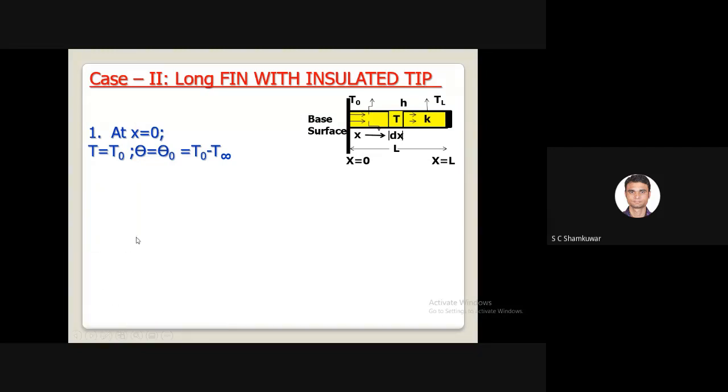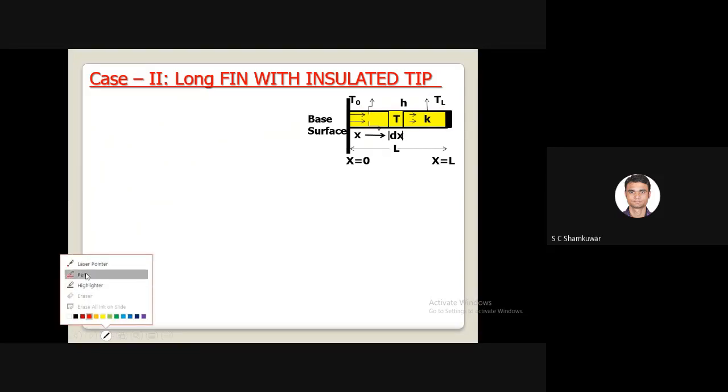Okay, now the pen is active. Very good. So now we will take the second case, long fin. Now it is not an infinitely long fin, it is just a long fin with an insulated tip. Here, if you see, the tip is insulated. If the tip is insulated, the heat transfer through this tip will be zero, meaning Q will be zero. Understood?